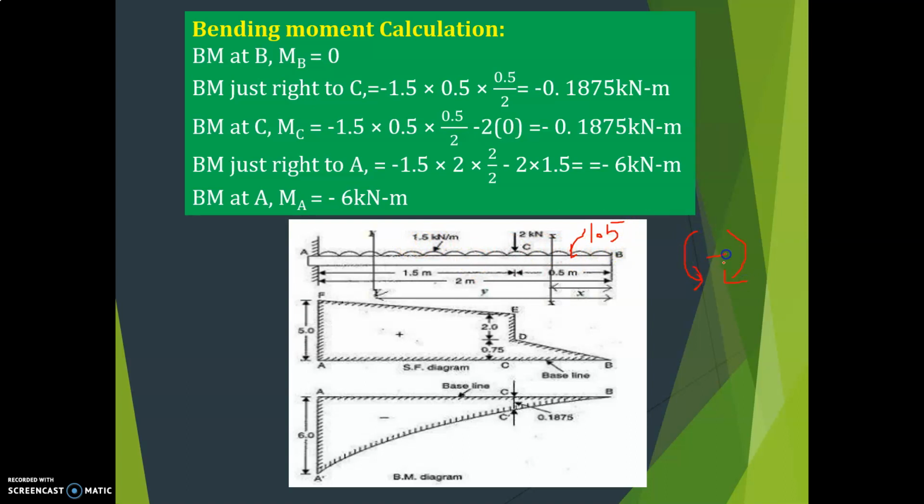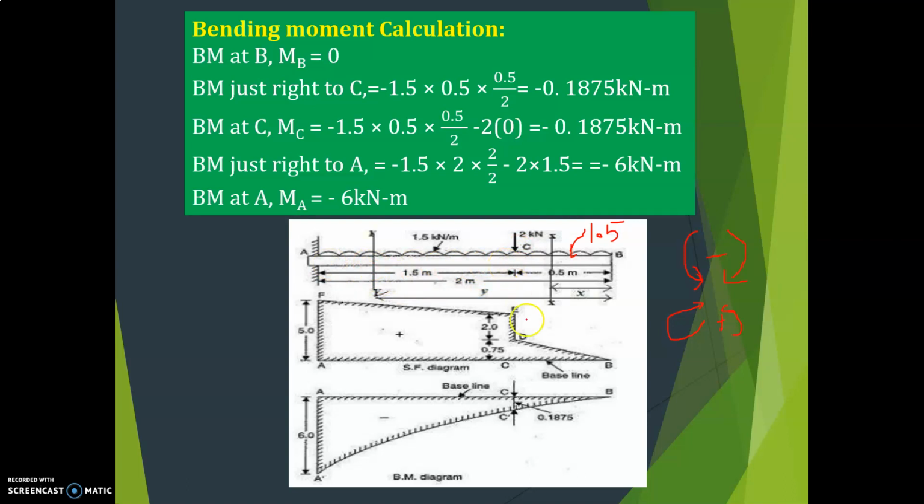It is minus and this is plus, correct? So I'm considering from the right side. So minus 1.5 into this distance now. Shear force at A, till here you can consider. So that is 1.5 into 2 into half of 2, that is 1 minus, again this point load is there, that is 2 into this distance, that is 1.5.